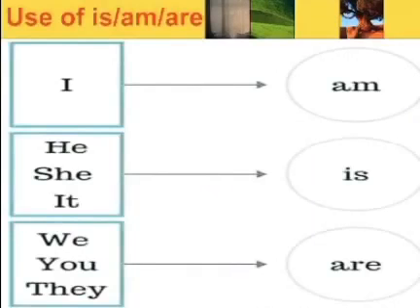Now, let's look at the use of is, am and are. Is, am, are are used to express the present tense, present continuous tense. So, am is used with the subject I. Is is used with the subject he, she, it or any singular. And are is used with the subject you, we, they or any plural.